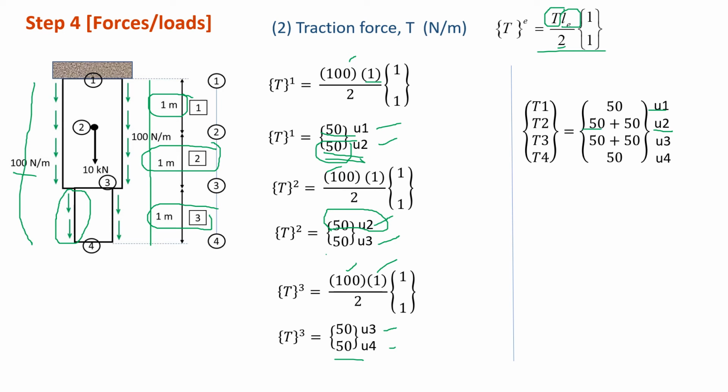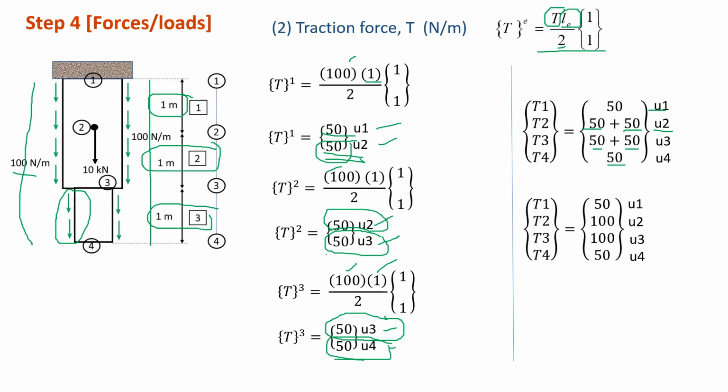50 plus 50. Similarly, for U3, we have U3 at element 2 and we also have U3 at element 3 here. So 2 times. So that's why we add here 50 plus 50. And the last one, U4, we only have U4 at element 3. That's why we only have one value here, 50. And I get the summation. So here is the global traction force acting on our system at the nodes that we have created.